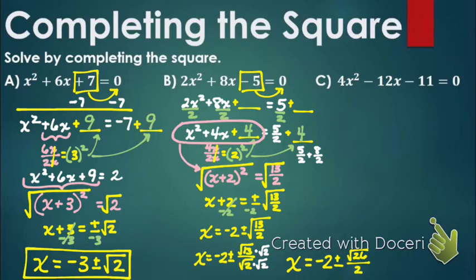If you wanted to write that as a single fraction, so you had negative 4 plus or minus radical 26 all over 2, you could do that. You do not have to have a common denominator and combine those. Rationalizing that denominator is plenty enough on this one.